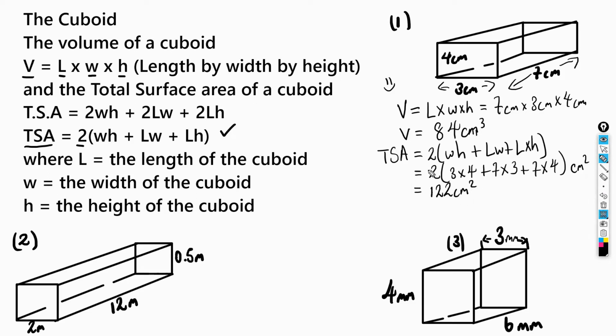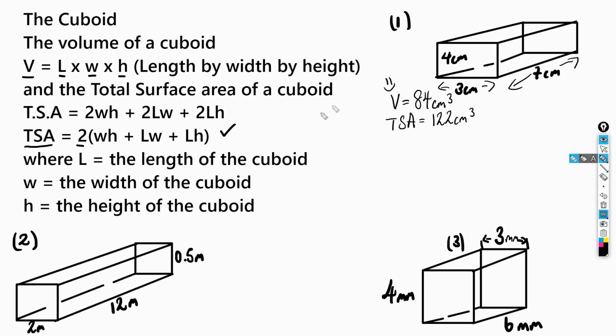Cool. All right, so for the advent of space here, let's just clean it up and put the answers up here, okay? All right, guys, so the volume for number 1 is 84 centimeters cubed, and the total surface area is 122 centimeters cubed. Cool? Awesome, so we're good there. So let's move on to number 2 now.